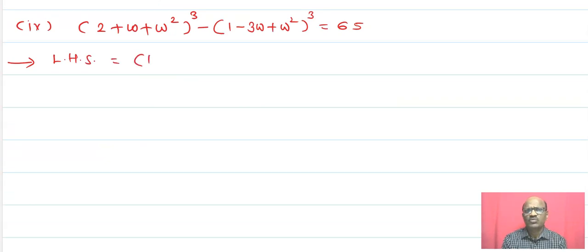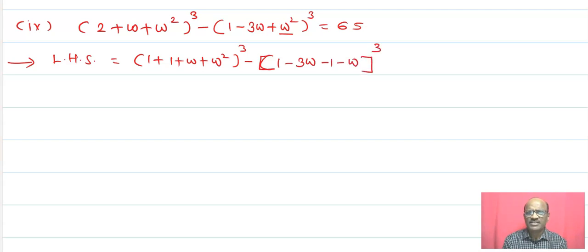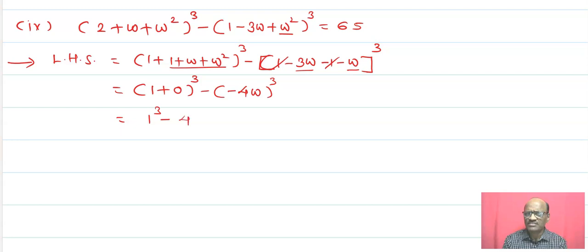Now for the example, 2 plus omega square bracket cube minus 1 minus 2 omega plus omega square whole cube is equal to 65. Now see this, 2 is written in this manner, that is 1 plus 1 plus omega square bracket raised to 3 in bracket 1 minus 2 omega minus 1 minus omega whole bracket cube. That is plus 1 minus 1 gets cancelled. 1 plus omega square in the first bracket becomes 0. That is 1 cube. Overall it is 1.